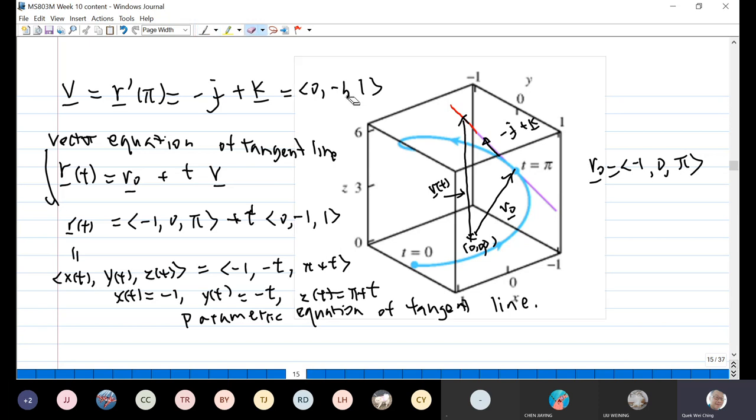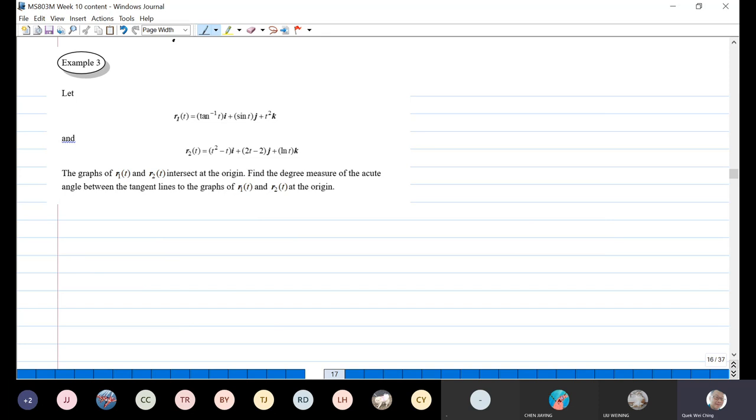Okay, so this is minus one. Okay, so this is one of the easier examples, but the most complete example. Okay, the next example will be slightly harder now. We are going to find the angle between two tangent lines. Okay, a lot of revision of what you did in AM2. Okay, example three.